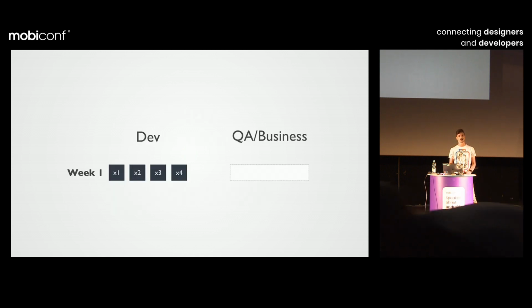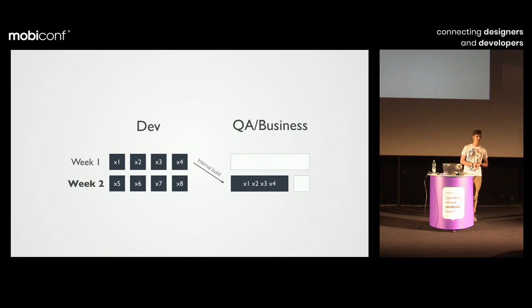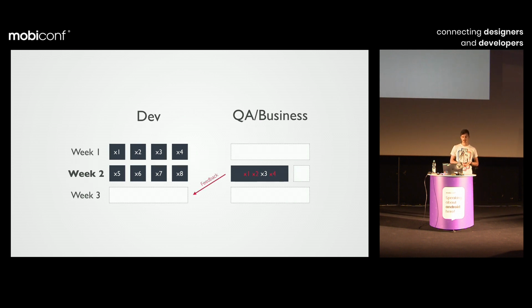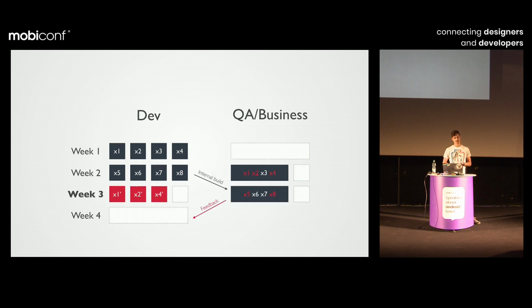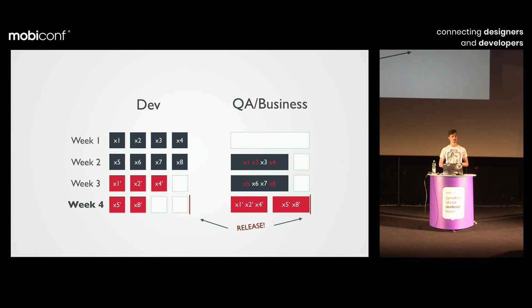In week 1, software engineers were doing the code. And the business and the QA were doing something completely different. In week 2, software engineers continue their work on the features, and the QA and business are checking the version which was shared with them in the first week, and giving the feedback. In week 3, software engineers are doing fixes and amendments for the version from week 1, and the QA and business are checking the version which was shared with them in week 2. And moving on, in week 4, final fixes and amendments, and we can go live.